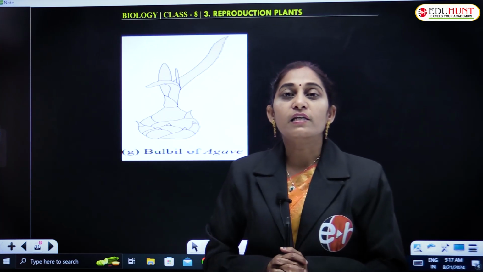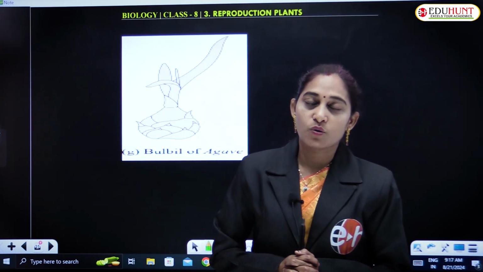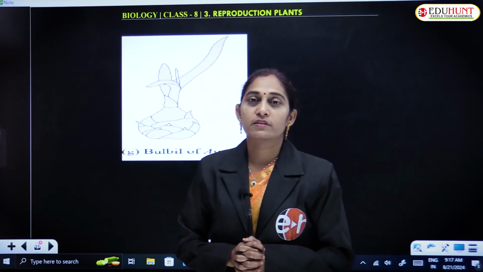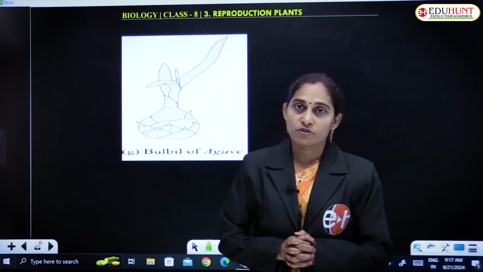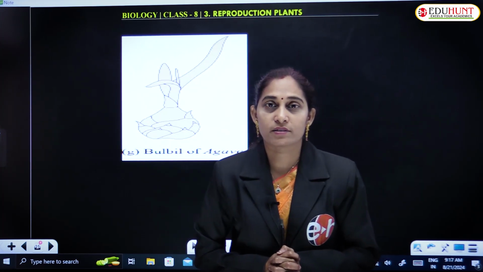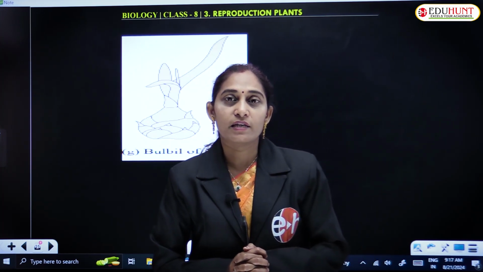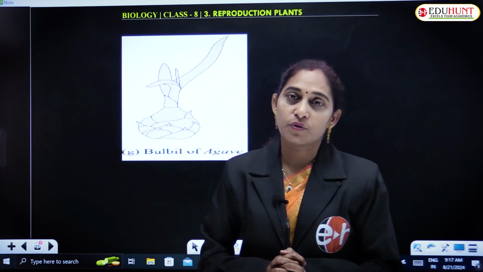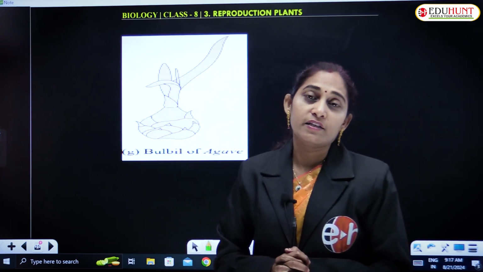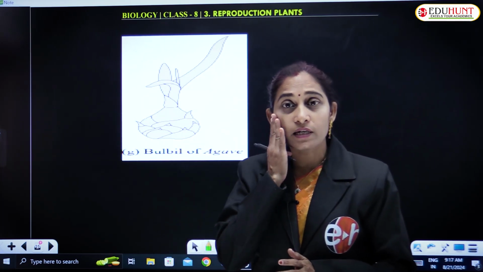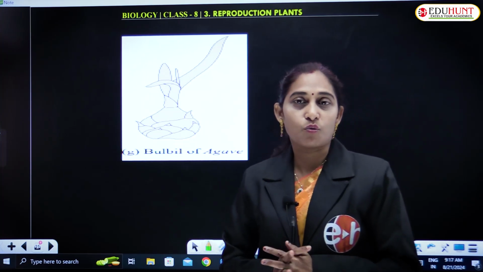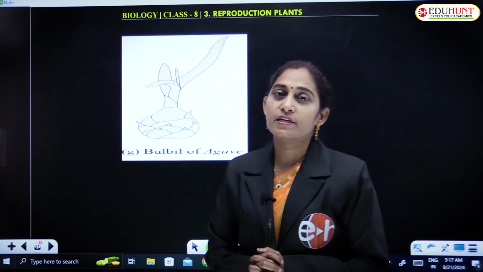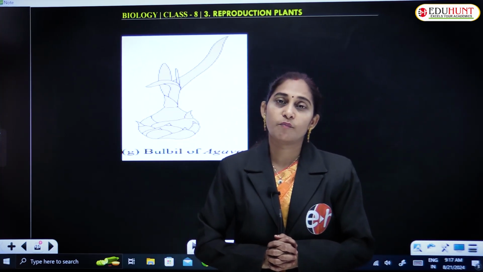And next is the leaf. Leaf is also involved in vegetative propagation. They give rise to epiphyllous buds. When they separate from the leaf, they germinate and produce a new plant. They can even germinate on the mother leaf also. So these are the various natural ways of vegetative propagation.